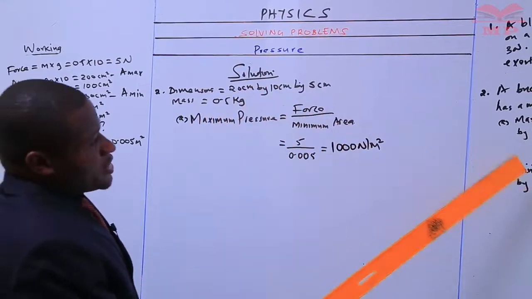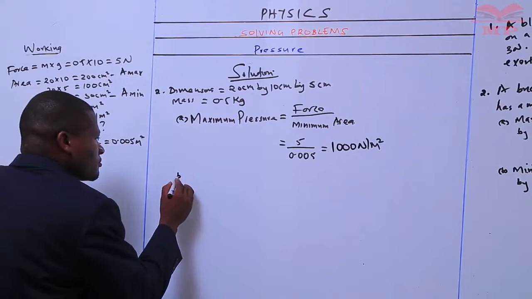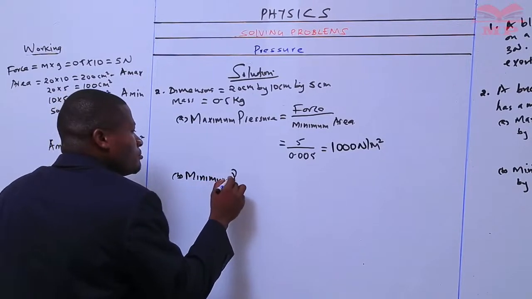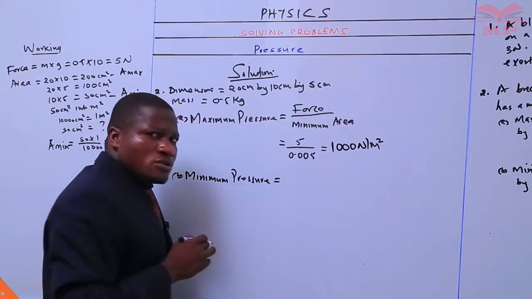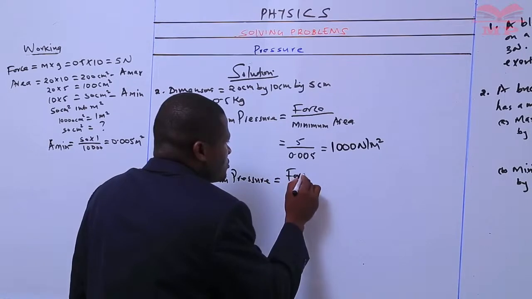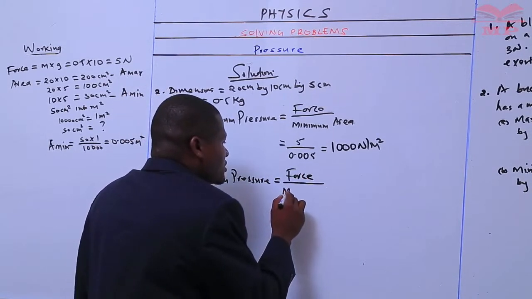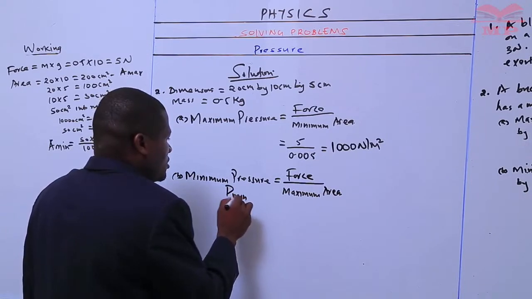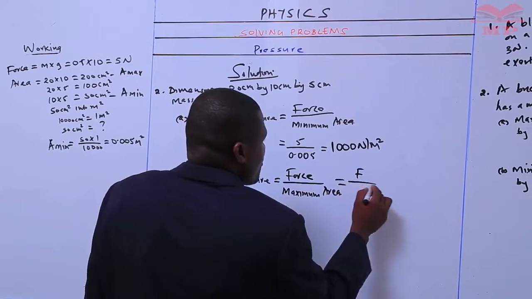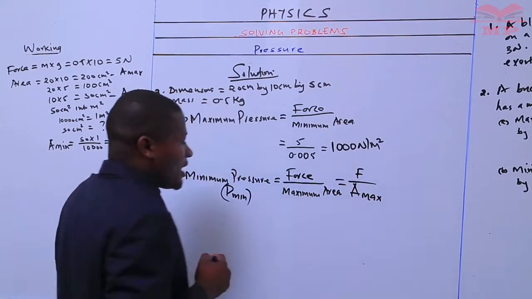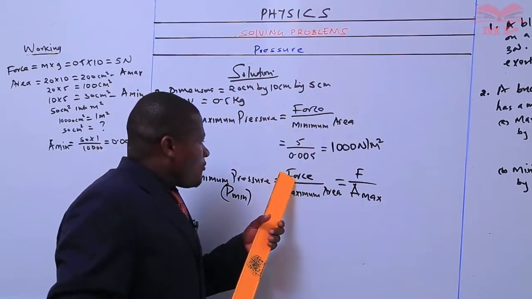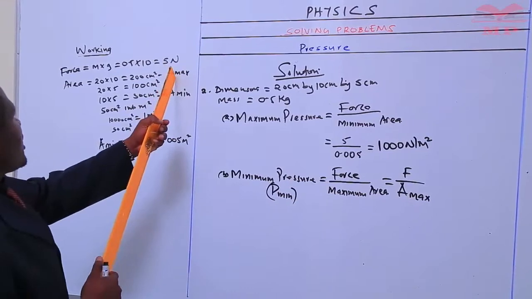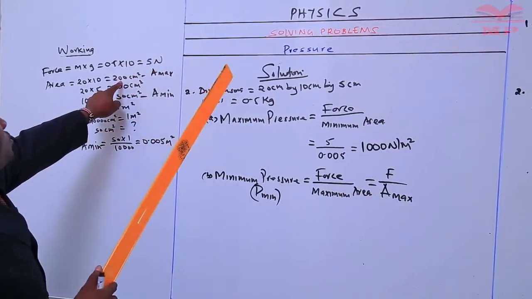Now, for minimum pressure, part B, for minimum pressure it is always given by force over maximum area. This is P minimum. So this is just the same as force over A maximum. This is noted by that. But remember, our force, we have calculated it. It is here. Then our A maximum, A max, it is here. It is just a matter of converting this one into the SI unit.